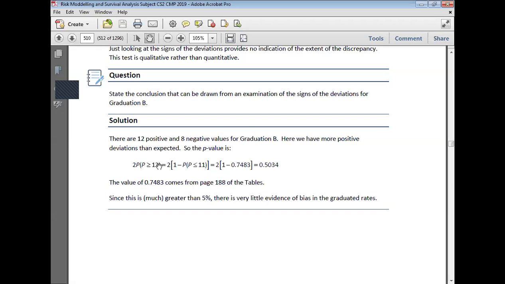So my calculation of the p-value, the probability that I look at here, has changed from less than or equal to, to greater than or equal to, right? So here I'm looking at 2 times P, the probability that I will observe the number of positives greater than or equal to 12. And that comes out to be 0.5034. And again, this is way greater than 5%. So this is around 50%, way higher than 5%. So again, there's very little evidence of bias, because all we needed was a 5% chance of this thing to happen.